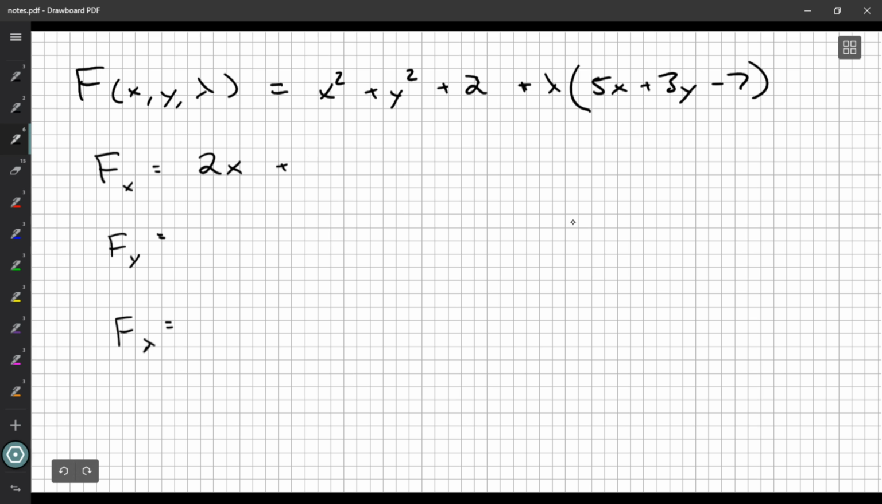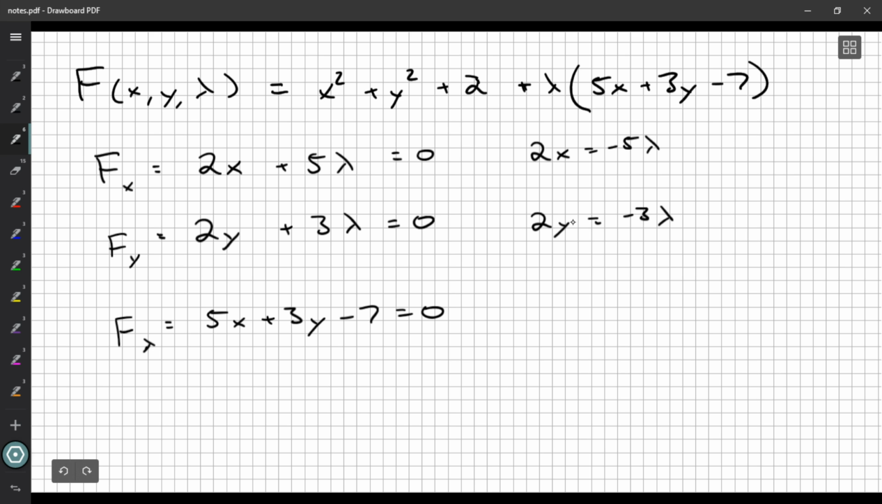We get 2x plus 5 lambda. Deriving with respect to y, you get 2y plus 3 lambda. These will have to be equal to 0. Then deriving with respect to lambda, we just get our constraint function back, as we always do. The first equation has an x and a lambda, the second has a y and a lambda. We can rewrite these to get x and y in terms of lambda, which is usually a pretty good strategy. So x will be negative 5 lambda over 2, and y will be negative 3 lambda over 2.